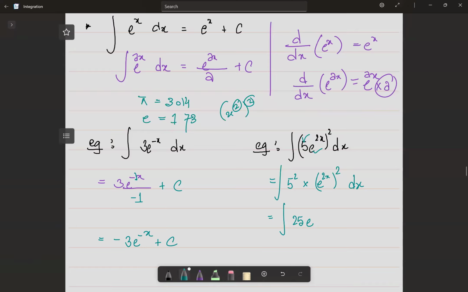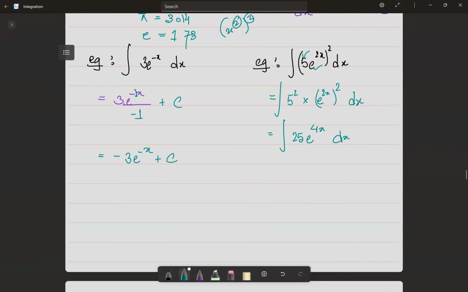So you will have to do the same thing in here, 2x into 2. This gives you 4x, dx. Now when we integrate this, what will our answer be? What will the solution be?